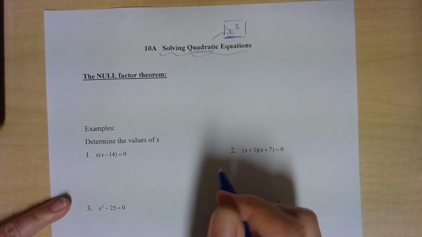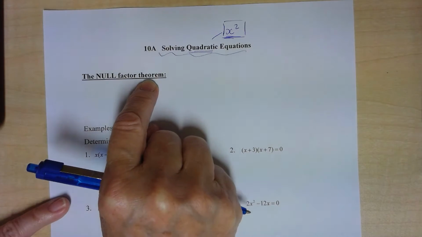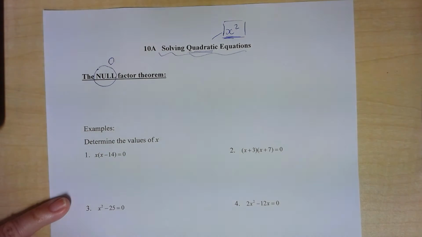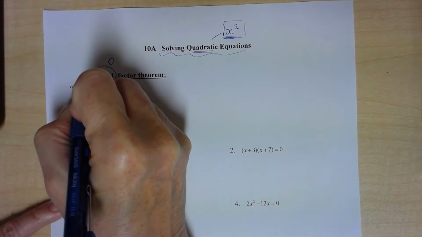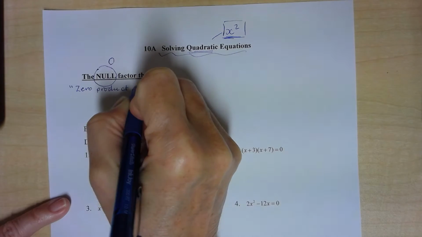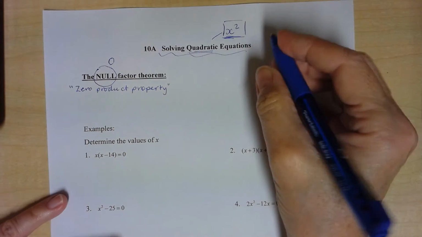Maybe the most important theorem of all of maths is called the null factor theorem. And by null, of course, we mean zero. Okay? So in America, we even call it the zero product property. So it's got different names. So here's how it works.